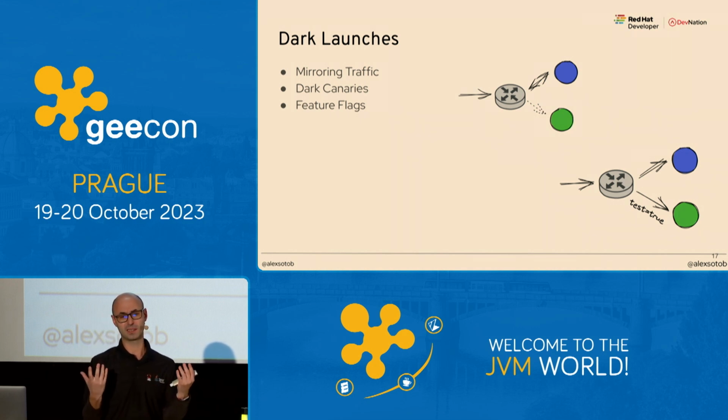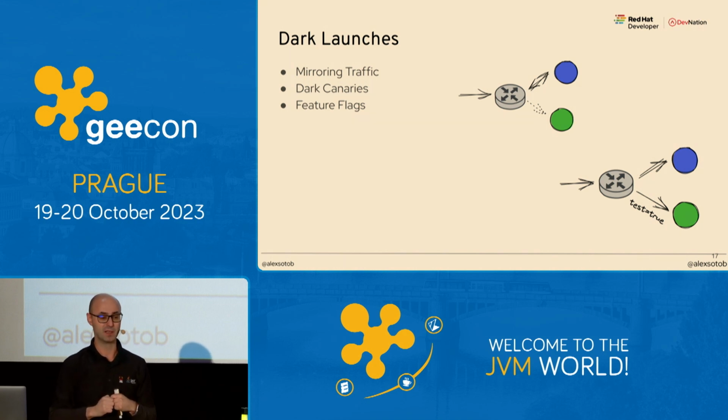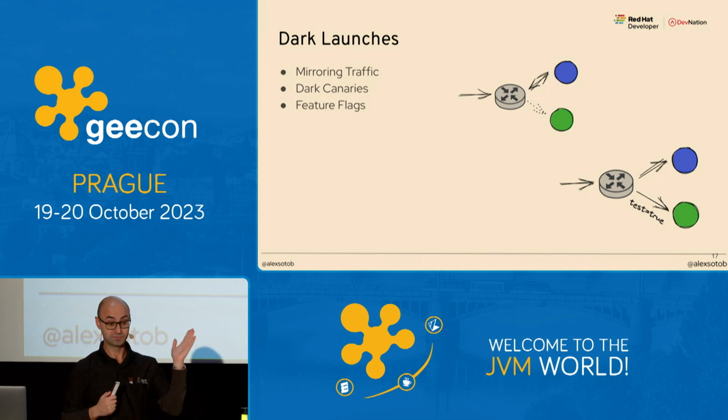Then there is another technique here, which is named dark launches. Dark launches is like an umbrella of techniques that let you test your application in production without the end users noticing it. So basically, you are making your users test your application. And as you can see here, there are a lot of different techniques. One of those is mirroring traffic.